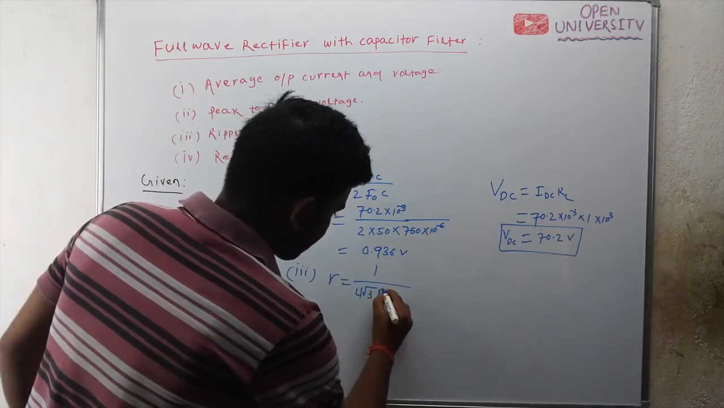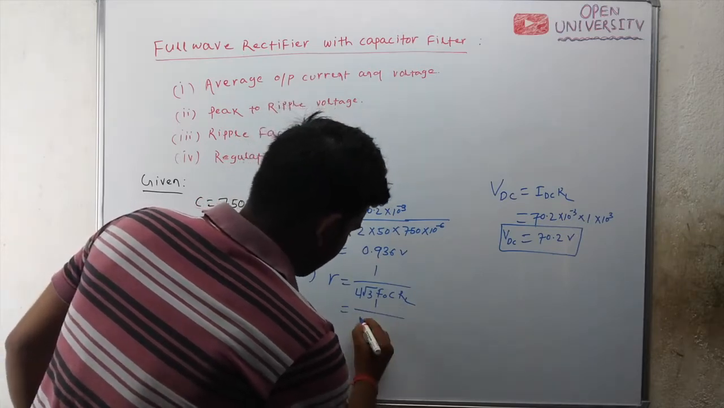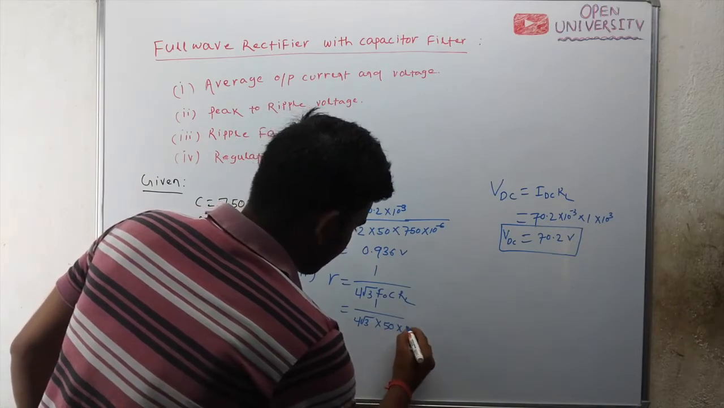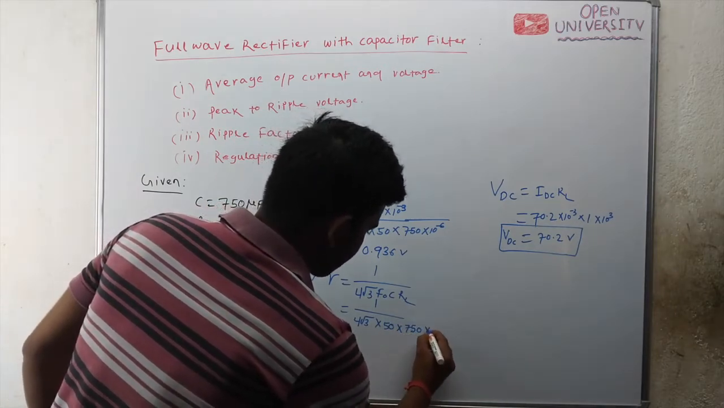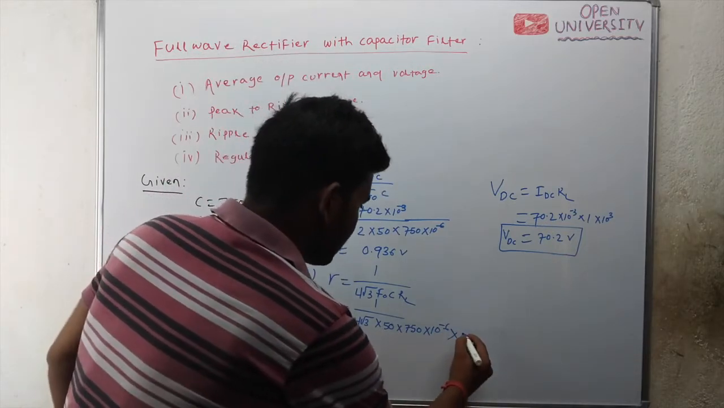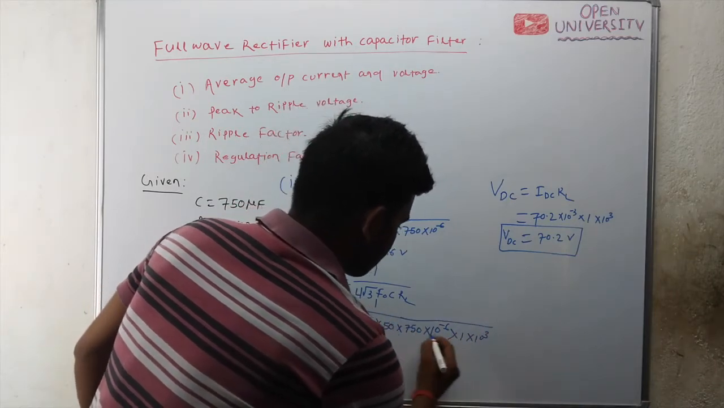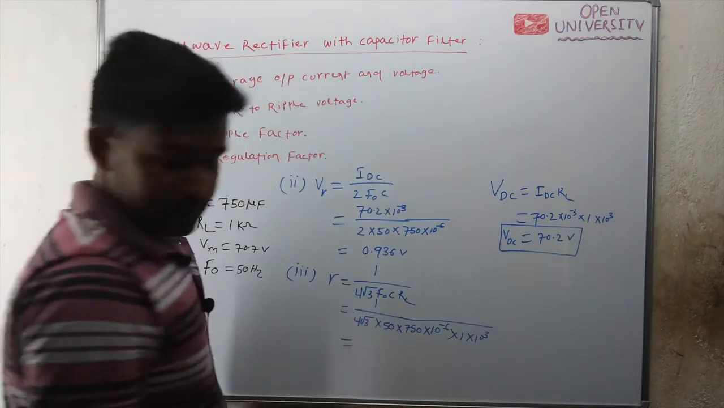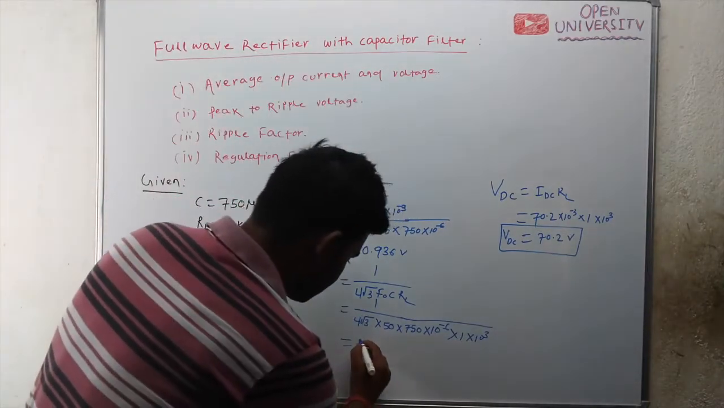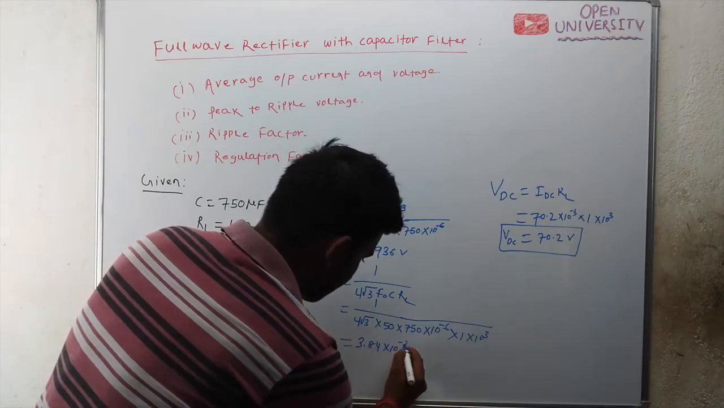1 by 4 root 3 F naught C into RL. It will be 1 by 4 root 3 into input frequency, that is 50. Capacitance value is 750 into 10 power minus 6 into RL value, which is 1 into 10 power 3. If you calculate, then your ripple factor will be 3.84 into 10 power minus 3.